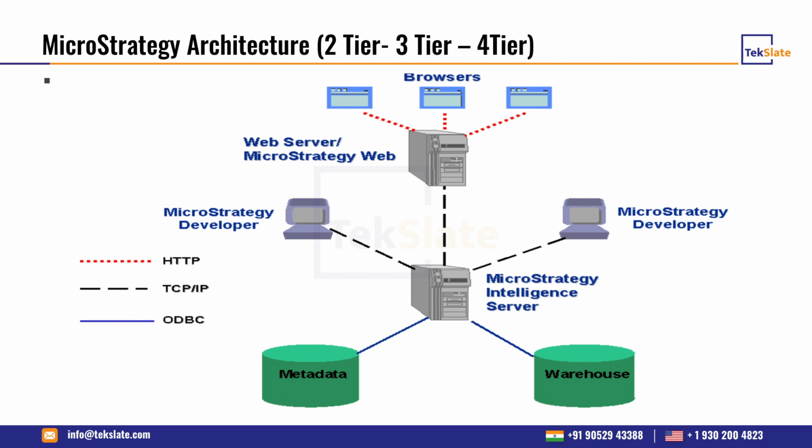When this intelligent server is connected with the web segment, then it is connected with the browser. Browser is nothing but the user. All these users are connected here. If the browsers are directly connected to the warehouse and metadata, then it is called 2-tier. When MicroStrategy Intelligent Server is in between, then it is called 3-tier. At the same time, if we have a mobile server, then it is called 4-tier. So this is the MicroStrategy architecture.